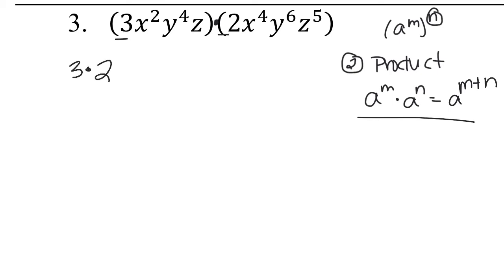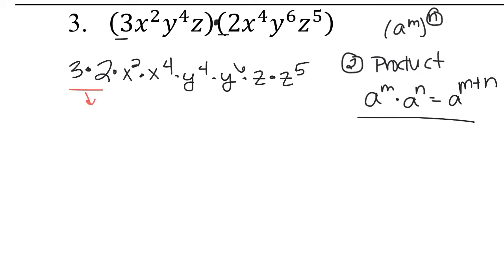So 3 and 2, and then times x squared times x to the 4th, just rewriting it, times y to the fourth times y to the sixth times z to the fifth. So before I actually apply my product rule, I'm going to reorder this and put all the like bases together. Now that all the like bases are together, let's go ahead and apply our rule. Well, 3 times 2, those are not exponents. Well, 3 times 2 is equal to 6. These x's are multiplied, so we're going to add their exponents together. These y's are multiplied, so we're going to add those exponents together.